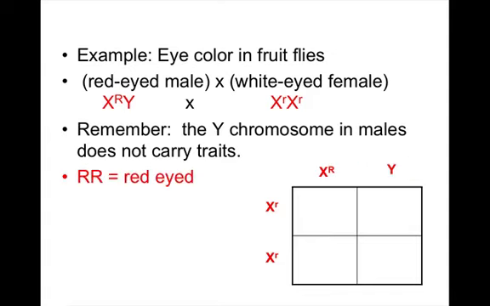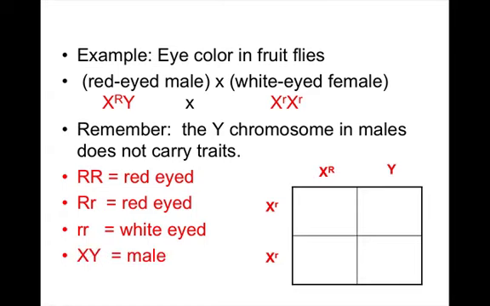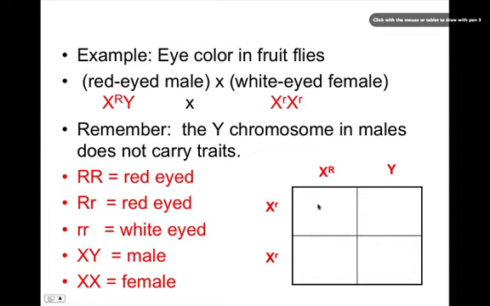So two capital R's means that the child is going to be red-eyed. Heterozygous for the trait is red-eyed. Two little r's are white-eyed. And of course, if you have an X and a Y, you have a male, and if you have two X's, you have a female. So let's fill in our Punnett square and see how this actually works.